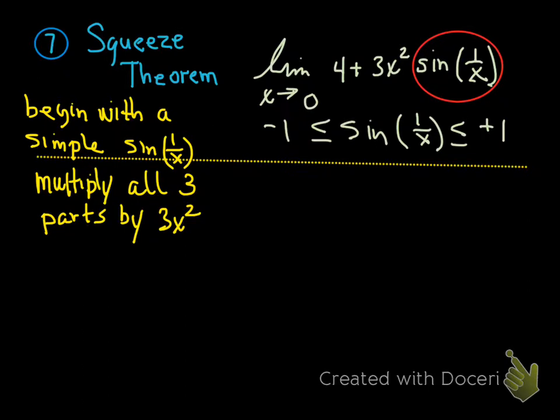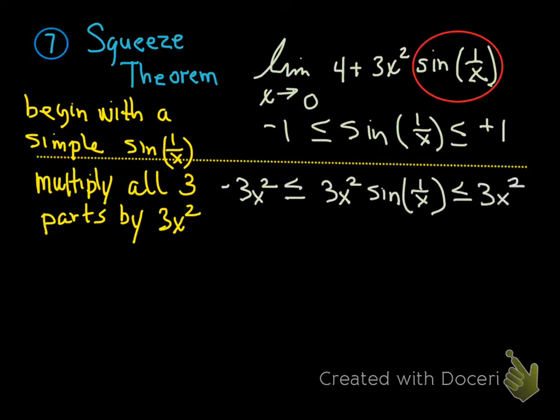Maybe you can see in your mind's eye what this new compound inequality is going to look like. If I multiply all 3 parts by 3x squared, I'm going to get a negative 3x squared on the left, a 3x squared sine of 1 over x in the middle, and a positive 3x squared on the right. I still have that sandwiched inequality.